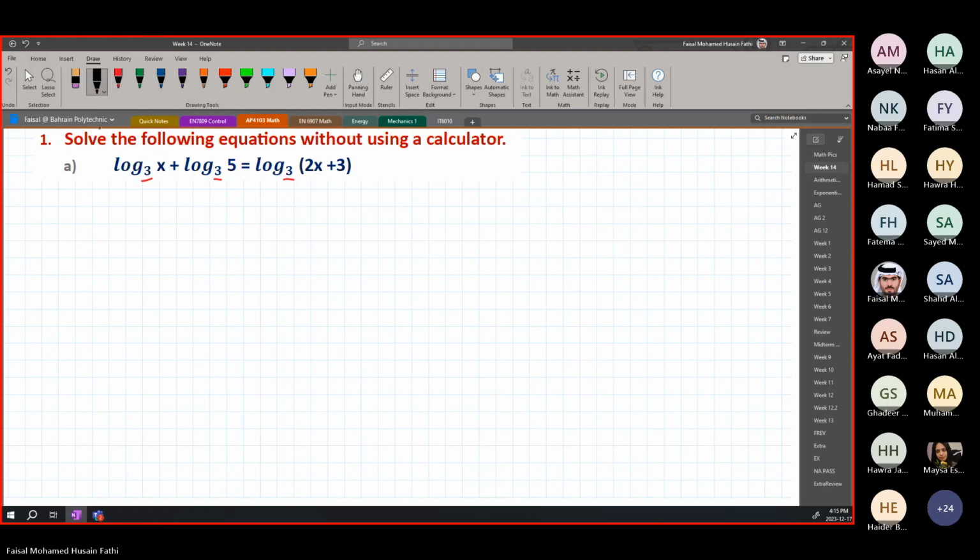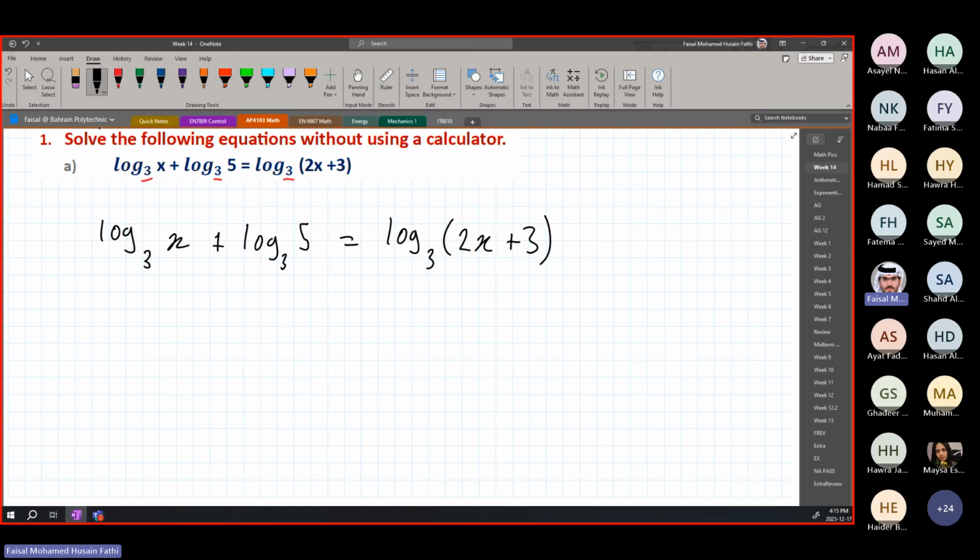So, log 3 of x plus log 3 of 5 is equal to log 3 of 2x plus 3. Of course, I'm pretty sure if you know how to use the calculator and use calc and solve, you can just solve this in the calculator directly. But you need to understand the concept. So I'm going to go through the concepts here as well. Log 3, this is base 3, this is base 3. They're all the same bases. This is plus, this becomes multiplication.